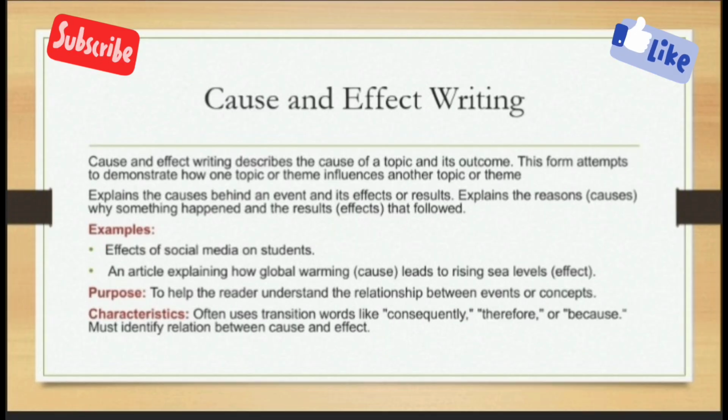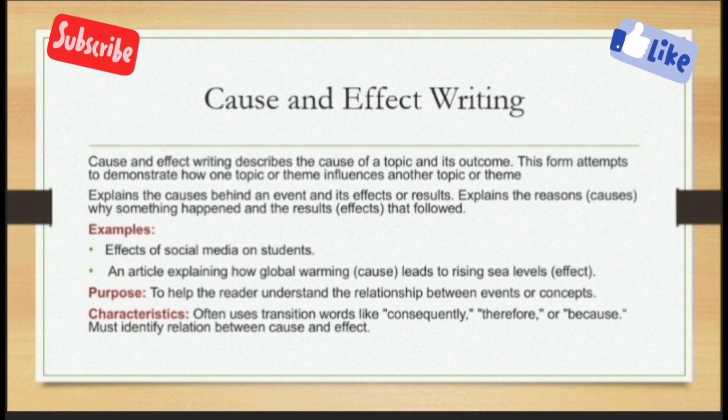Cause and effect is the second type of expository writing. Cause and effect writing describes the cause of a topic and its outcome. This form attempts to demonstrate how one topic or theme influences another topic or theme. Explains the cause behind an event and its effects or results. Explains the reasons, meaning causes, why something happened, and the results, meaning effects, that followed.